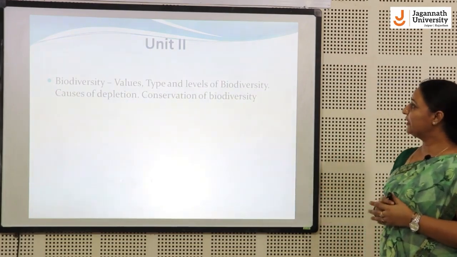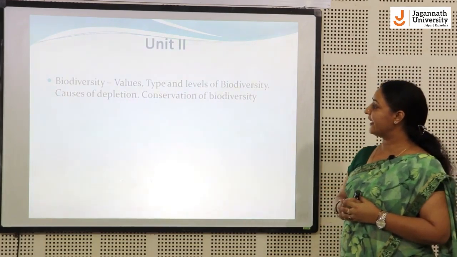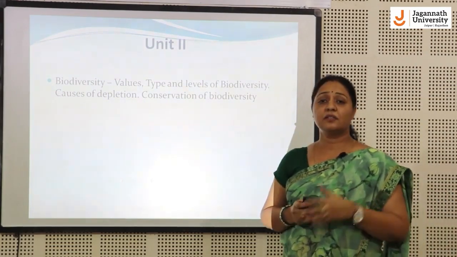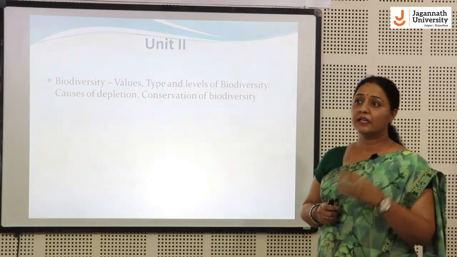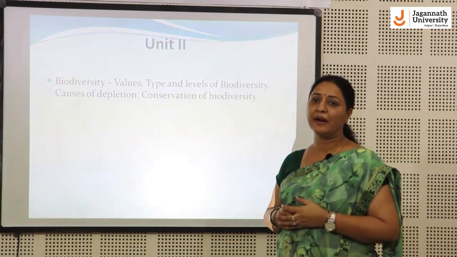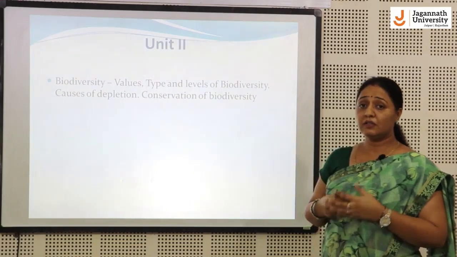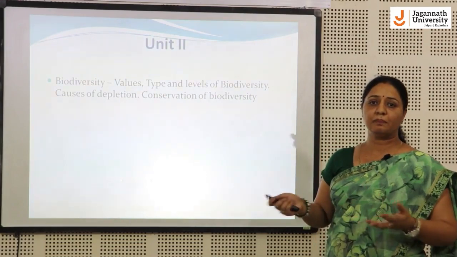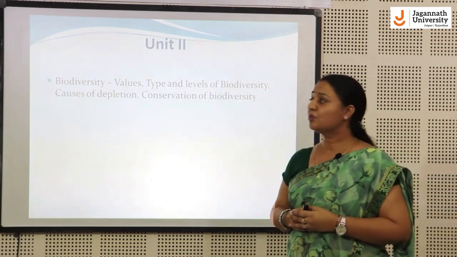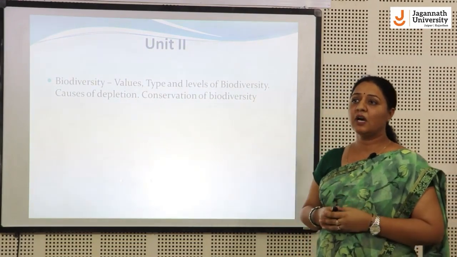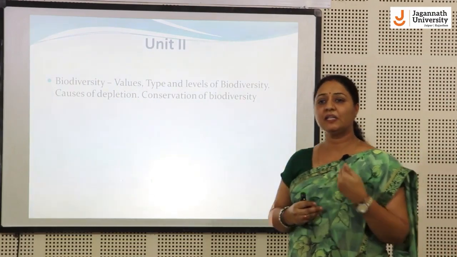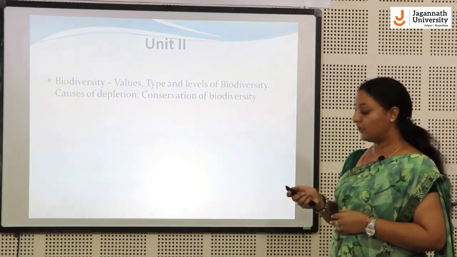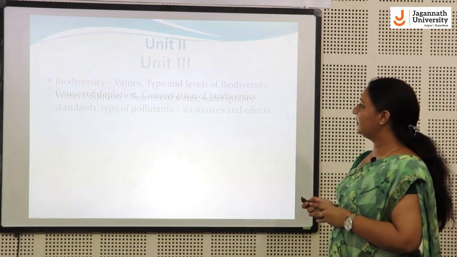Now, in unit second, we can discuss or understand the values, types and levels of biodiversity and the various reasons which lead to the depletion of biodiversity. As we need various kinds of natural resources at this time as per our population structure, we need to conserve. How can we conserve? By maintaining various kinds of control technologies. So we can discuss here the topic of conservation of biodiversity.